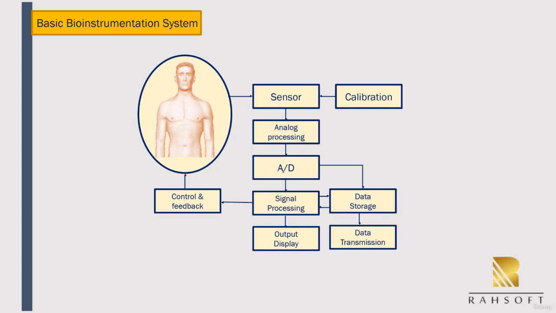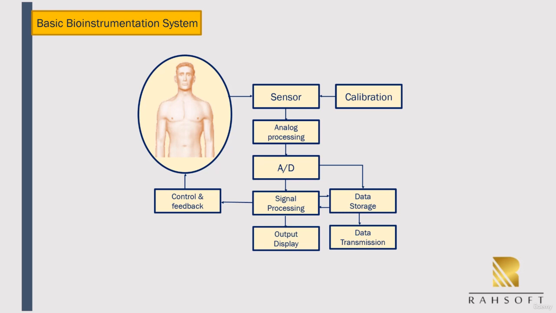After the data storage, it can either go back into signal processing or into data transmission, depending on what the function requires of it. Signal processing can then go into control and feedback to establish a baseline, and then goes into the body to collect measurements. These go back into the sensor, as shown in the diagram, and the process repeats itself.